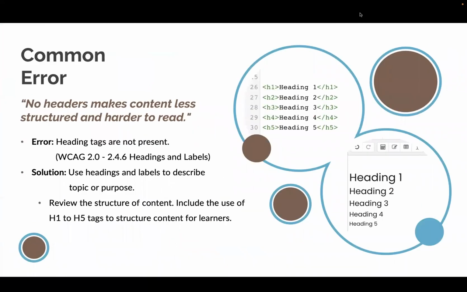Our next common error is no headers make content less structured and hard to read. When we are laying out our content in Moodle, it's important to ensure that we're using H tags to categorize and provide hierarchy within our shells. So this can be done by simply ensuring that our main heading is an H1 tag, our secondary headings are H2 tags, so on and so forth.